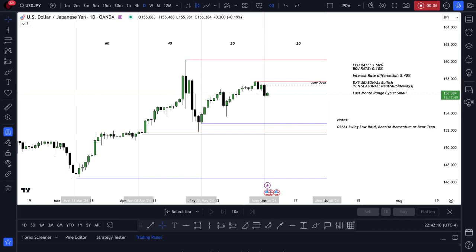This is your daily update on US dollar versus Japanese yen. As you can see, I've selected a pair for the new month of June. We're going to be talking about why we picked US dollar versus Japanese yen.